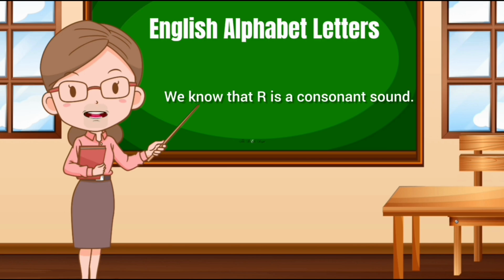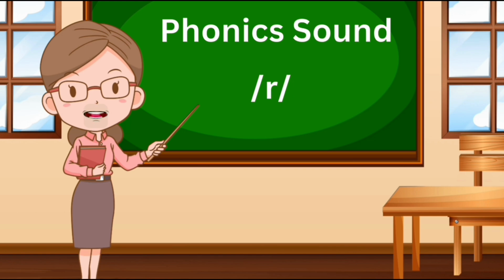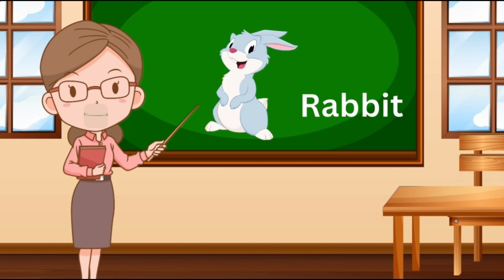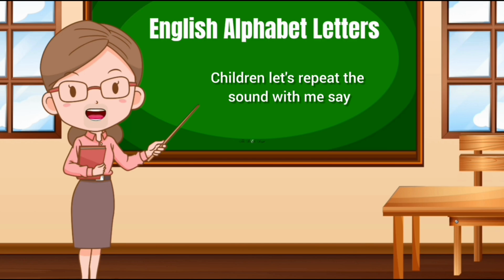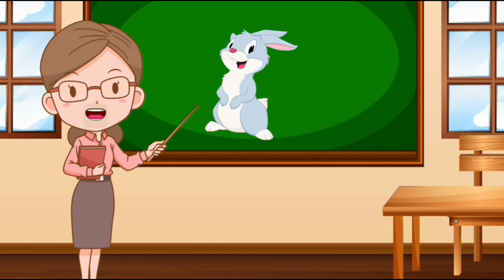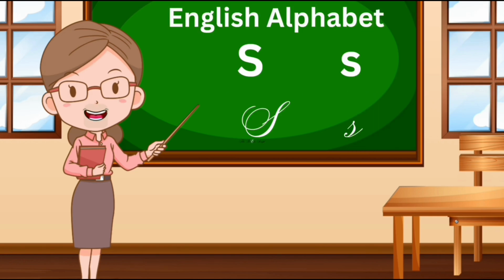We know that R is a consonant sound and the phonics sound of R is R. R sound is used for the word rabbit. Children, let's repeat the sound with me. Say R for rabbit. For rabbit. Perfect. This is the alphabet letter S.